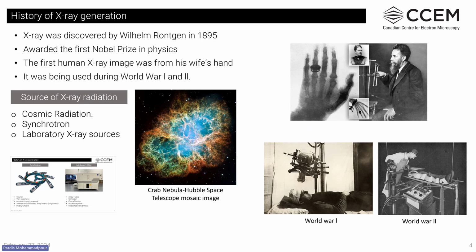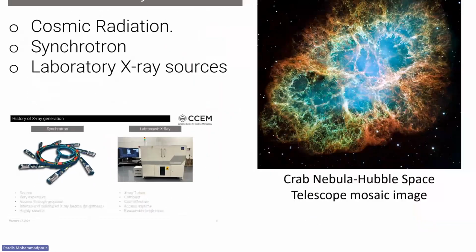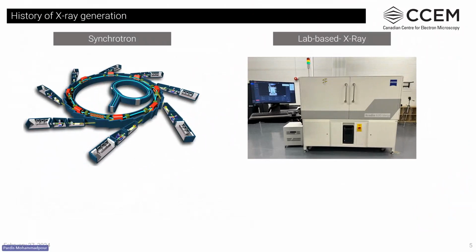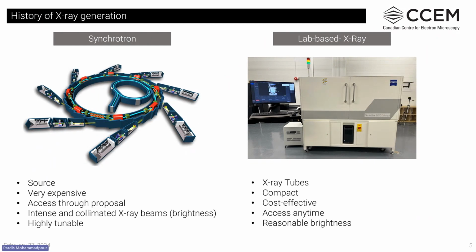The source of the X-rays can be natural, like cosmic radiation, or it can be man-made in the synchrotron or laboratory X-ray sources. Here I compared synchrotron and laboratory X-rays. The main difference is the source of the X-ray. In synchrotron, the electrons are accelerated to nearly the speed of light and forced to follow a circular or spiral path by strong magnetic fields. As they change direction, they emit synchrotron radiation, including X-rays. In the laboratory X-ray systems, X-rays are generated in a tube.